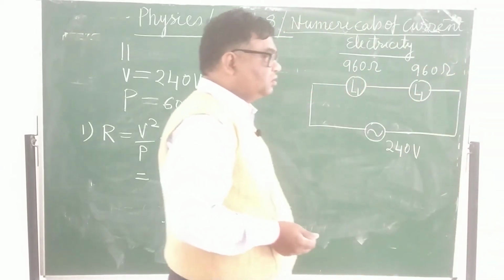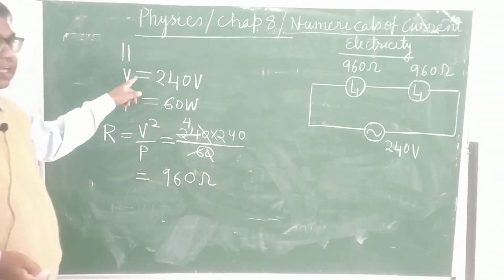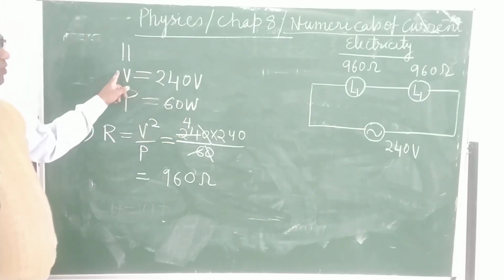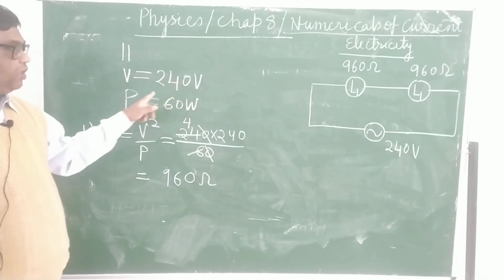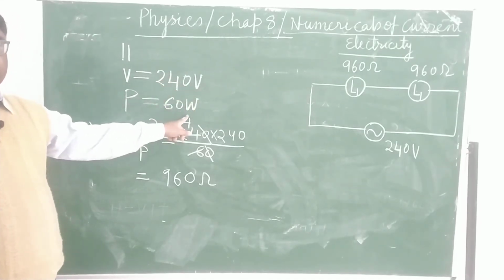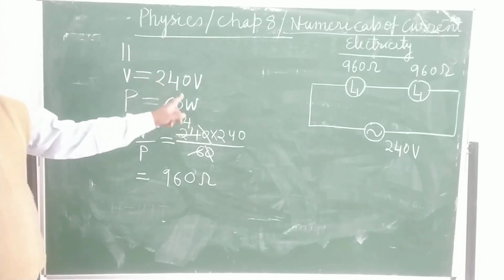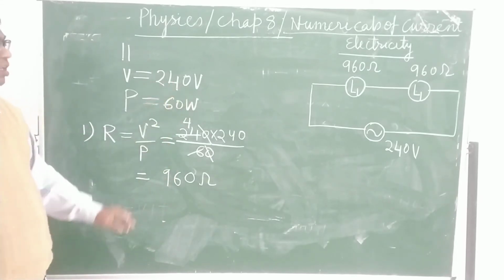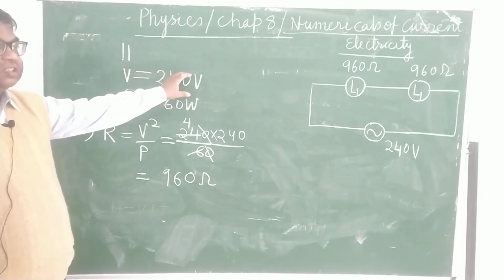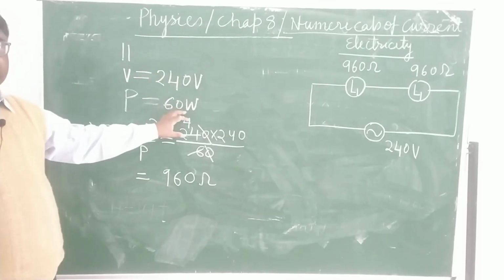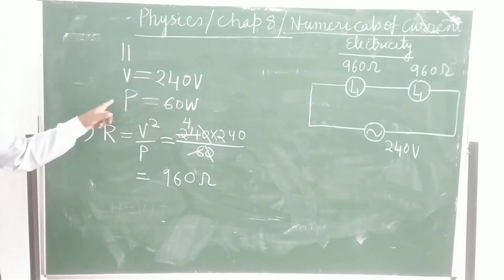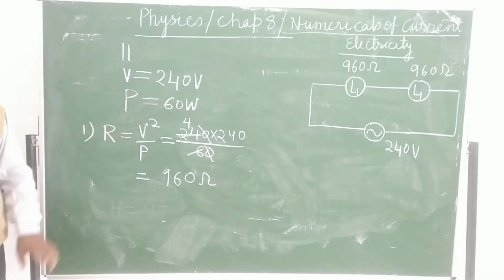So see here, as I have already told, this is the rated voltage and rated power. It is clear? It means if the supply voltage is 240 volt, it will consume 60 watt power, and liberate 60 joule energy per second. But if the supply voltage is less, then it will consume less power, meaning it liberates lesser energy per unit time, and therefore it will glow less brightly.